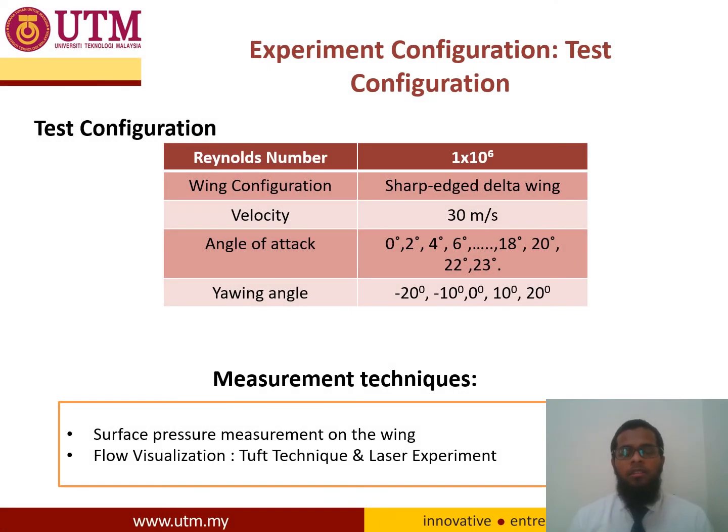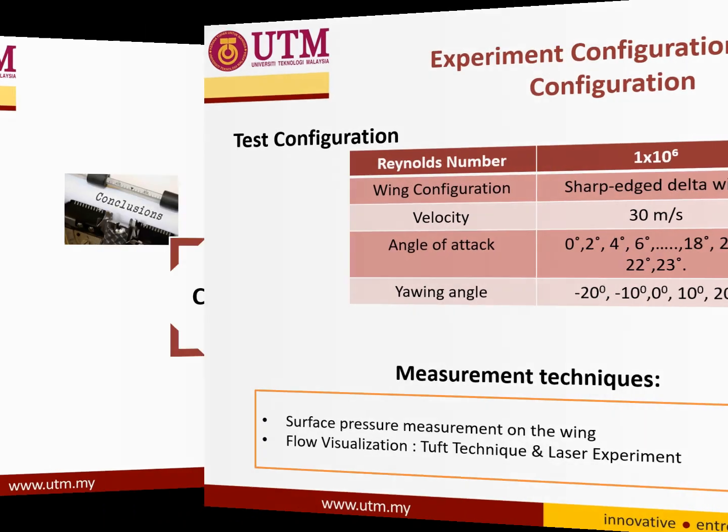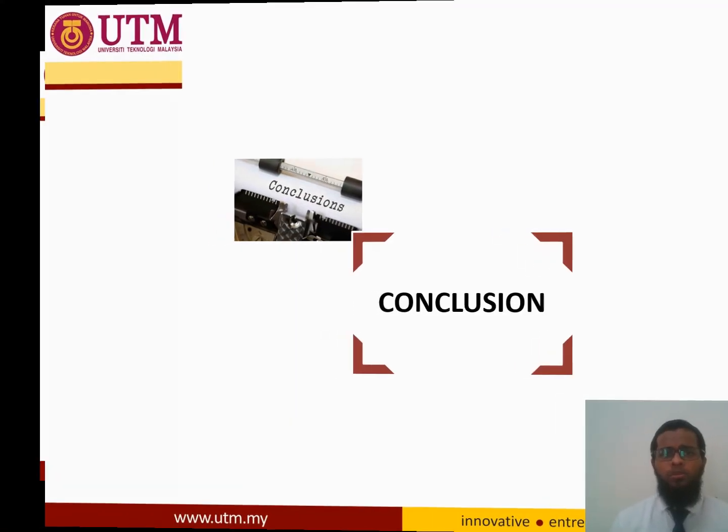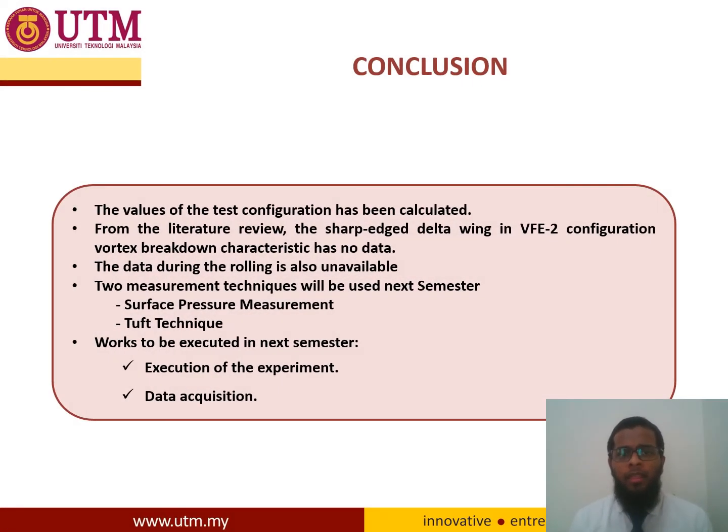As you can see, these are the test configurations. Test configuration: sharp edge delta wing, velocity at 30 meters per second, angle of attack increasing 2 degrees each step, and yaw angles of -20, -10, 0, and 10 degrees. The measurement techniques used are here: surface pressure measurement on the wing, flow visualization, tuft technique, and laser experiment. The values of the test configuration have been calculated.